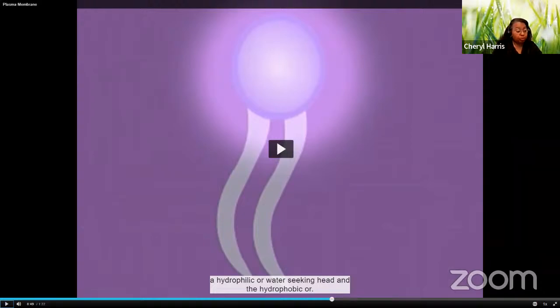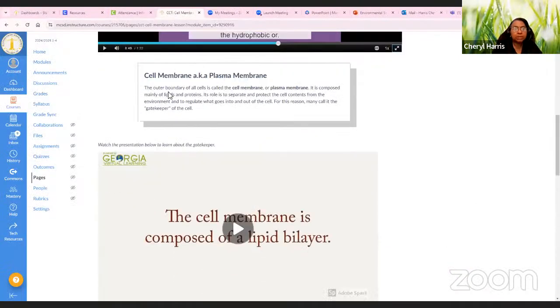When something is phobic, it's usually afraid of it, so it's repelled. In this case, it's water. So it's going to be either attracting the water or repelling the water. All right, I'm going to go ahead and stop this because I know we're going to look at it in a second.